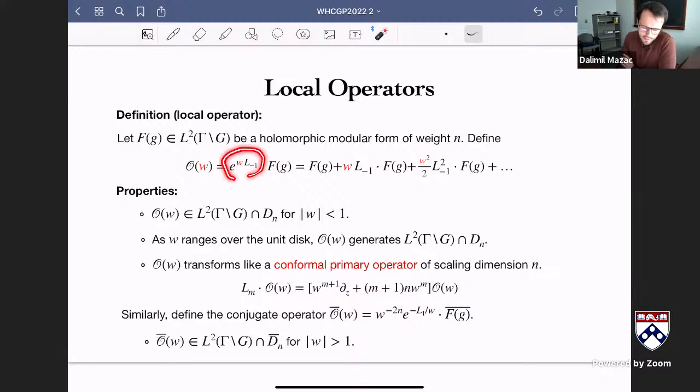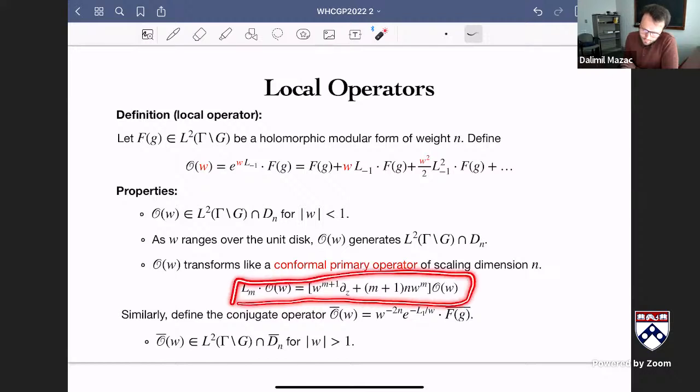It's a vector which we get by acting with this group element on the lowest weight vector. It's kind of like a generating function for all the descendants. And this W is an auxiliary variable. It has nothing to do with position on the surface, it's just some auxiliary variable which parameterizes different vectors in the infinite dimensional representation. So when this W is inside a unit disk, O of W is a vector in this lowest weight representation. And under the action of SO(2,R), it behaves exactly like a conformal primary operator of scaling dimension n.